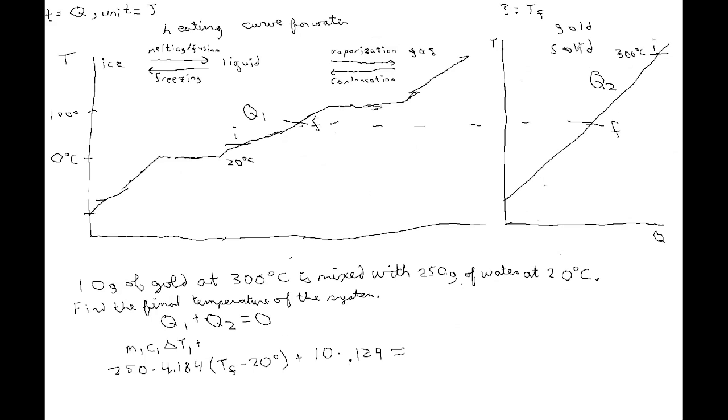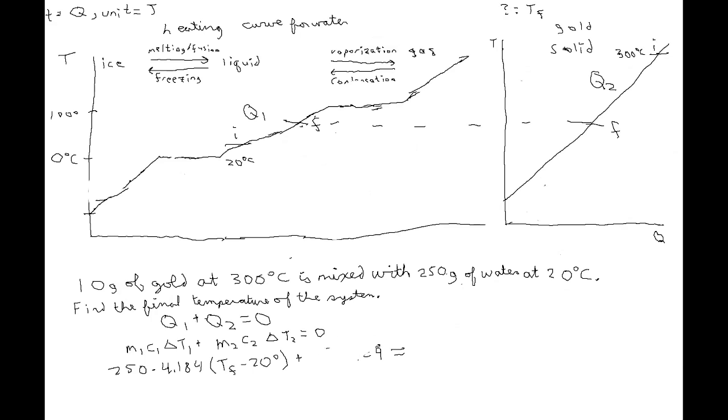That was the whole point I was making to you before. Remember, I was talking about how most substances don't change phase at ordinary temperatures. You're never going to change the phase of gold at ordinary temperatures. You're not going to melt gold ordinarily in your kitchen. So, what we should have written down for Q2 was M2 C2 delta T2.